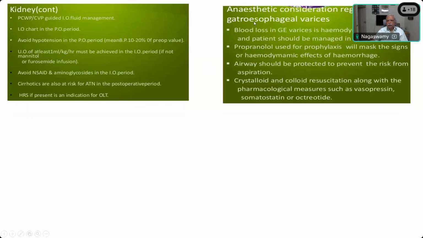Now, anesthetic considerations in the presence of gastroesophageal varices: blood loss may be very high. They will be on propranolol. Airway should be protected. Crystalloid and colloid resuscitation can be done. And vasopressin may be the drug of choice, or somatostatin or octreotide.